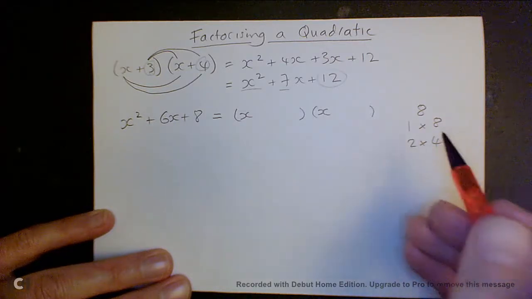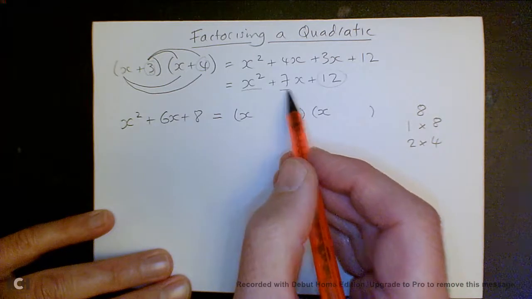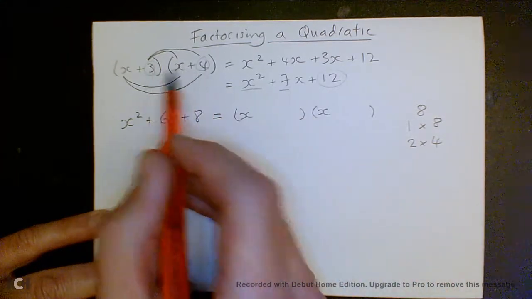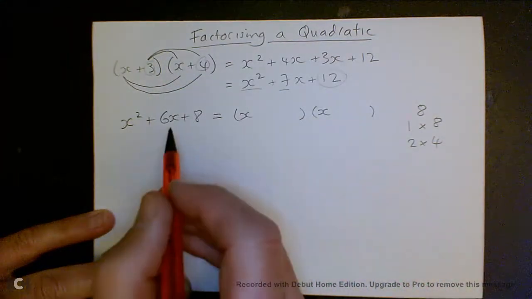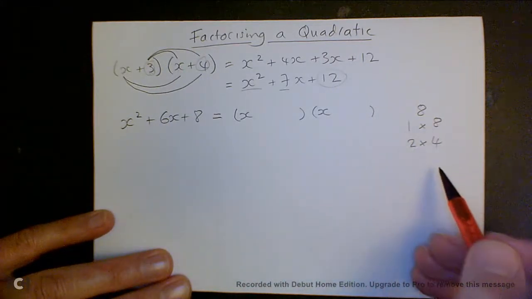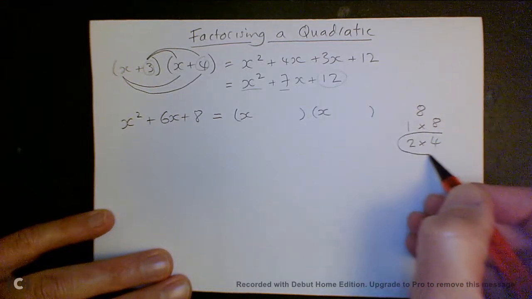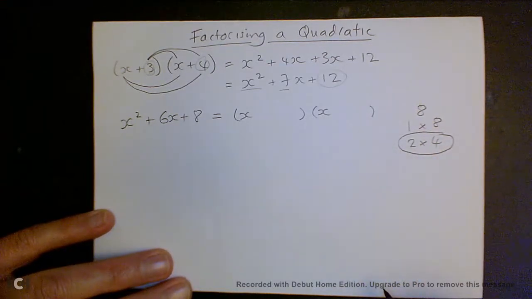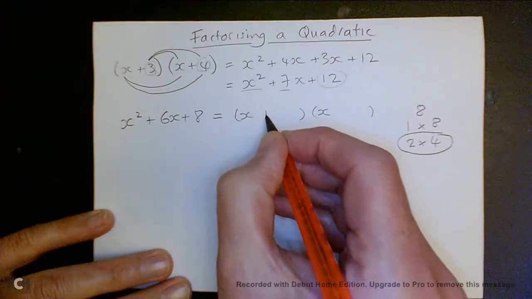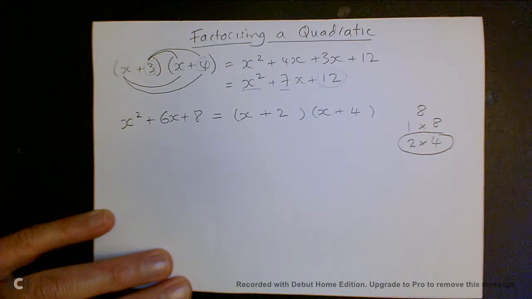The next thing to realise is that the number in the middle here, the 7, is a result of adding these two numbers. So we need to look at the number in the middle here, 6, and to say, well, which pair of numbers add to give me 6? It's obviously this pair of numbers here, the 2 and the 4. So we can now complete our factorisation.